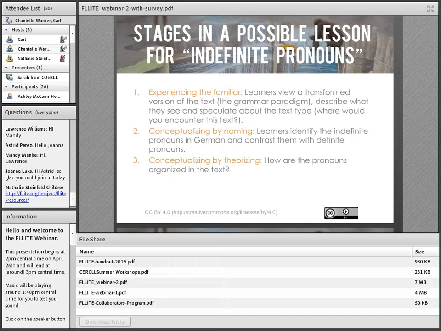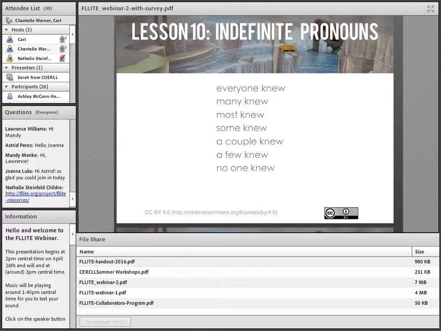So let's imagine that my students have maybe already been introduced to a list of indefinite pronouns, perhaps in the form of a grammar paradigm from the textbook, perhaps in the form of something that looks a lot like this. This is kind of an English language version of what I showed before. A typical grammar paradigm that you might find in a textbook, let's call it lesson 10, indefinite pronouns, has a list of examples.